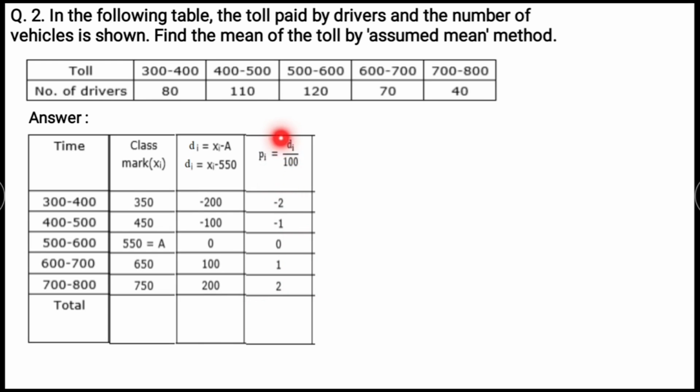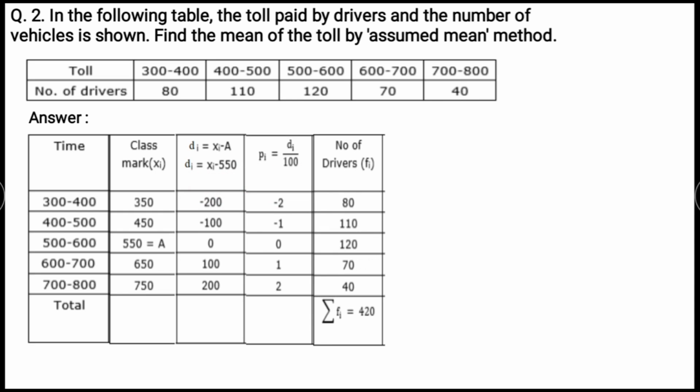So this column is additional. You can write di in place of pi also, but for our calculation convenience we write pi here. Now see the next value, number of drivers. Here the number of drivers are provided. So we write 80, 110, 120, 70, 40 in the number of drivers column. We add all these, so we write summation of fi equals 420.